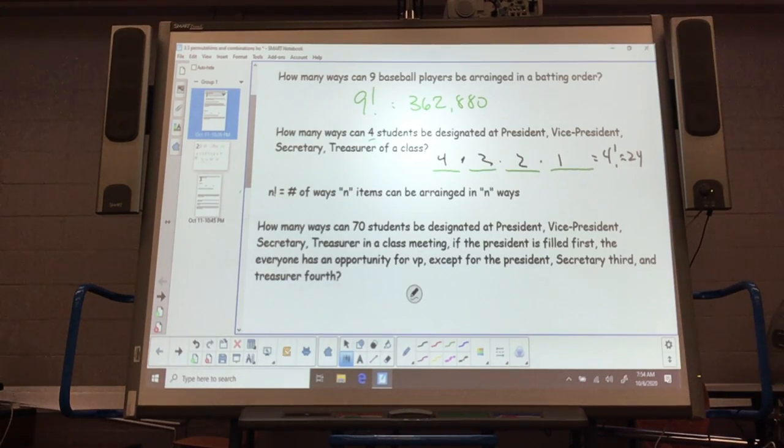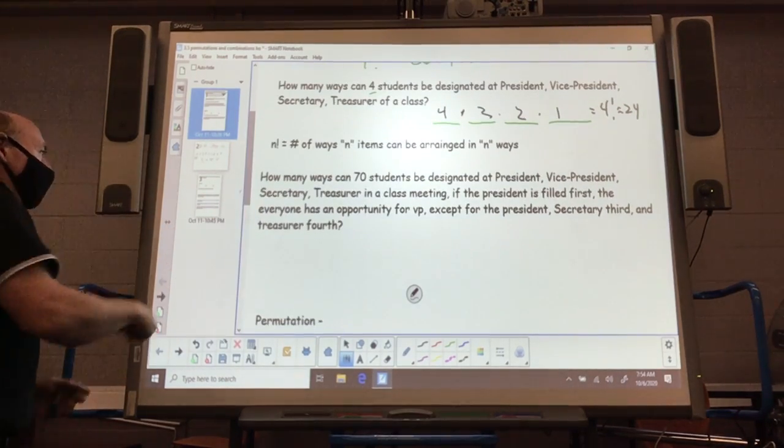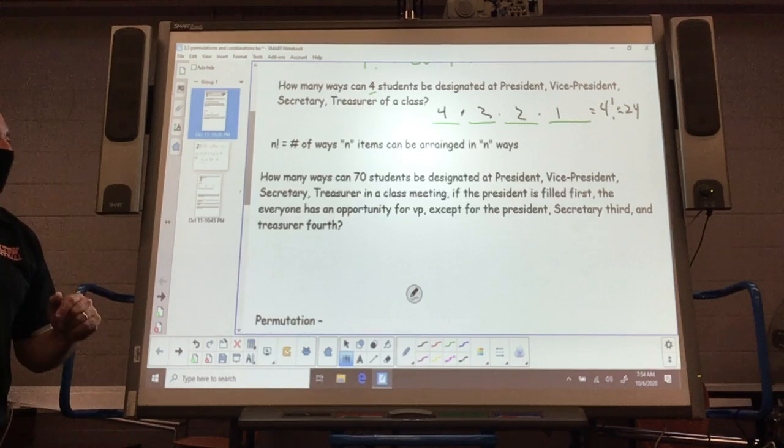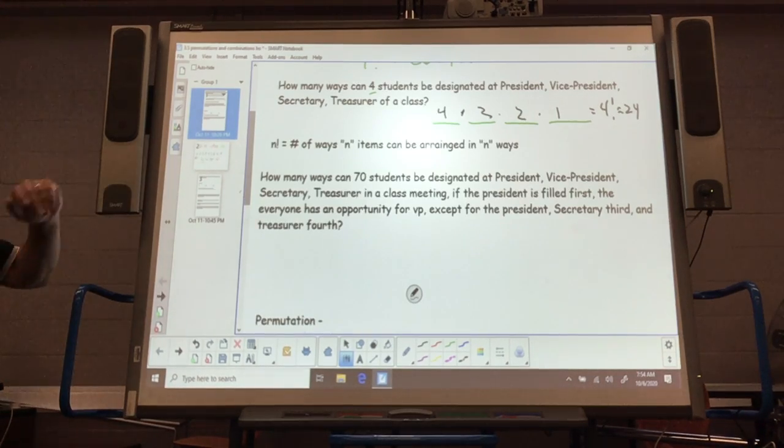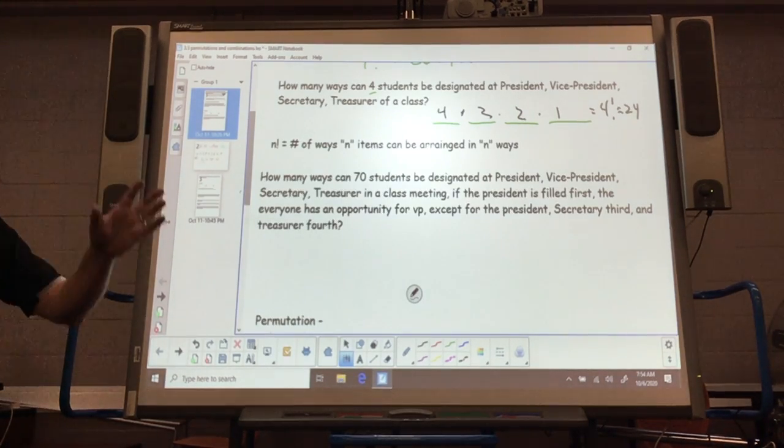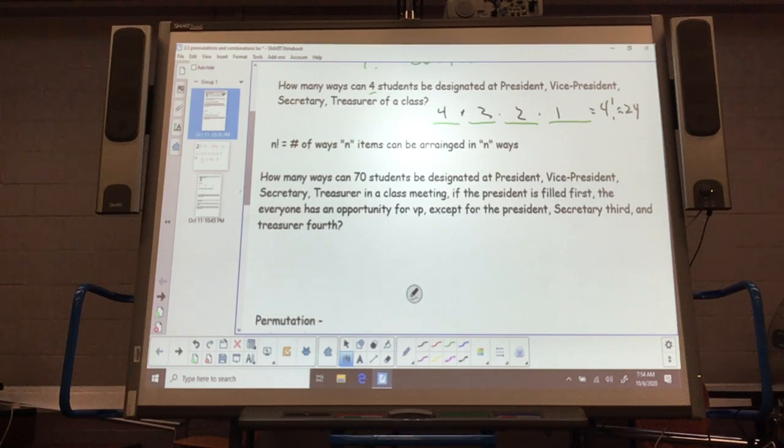Now let's go to the problem that we just sort of finished, but it's going to be a little bit different because now I have 70 students. How many ways can 70 students be designated as president, vice president, secretary, treasurer in a class meeting? If the president is filled first, then everybody has the opportunity for vice president. Then everybody left has an opportunity for secretary and then treasurer. Go ahead and figure it out.